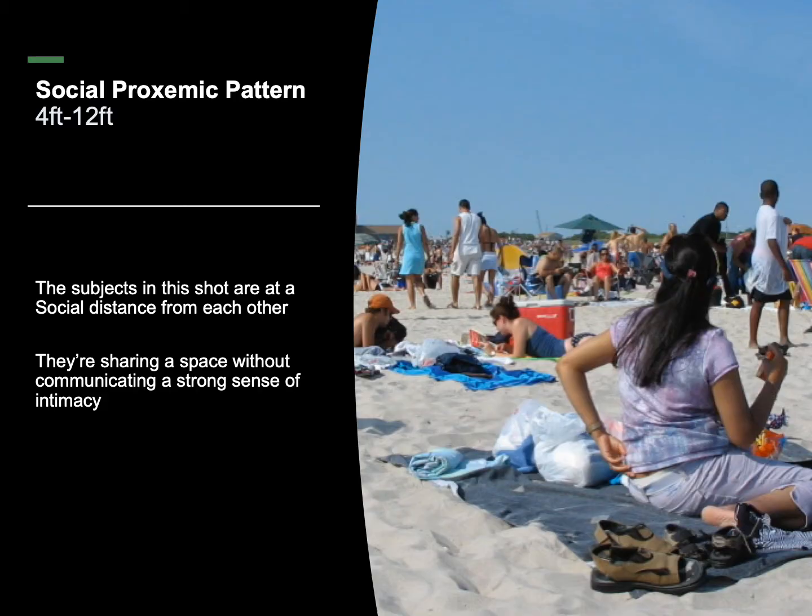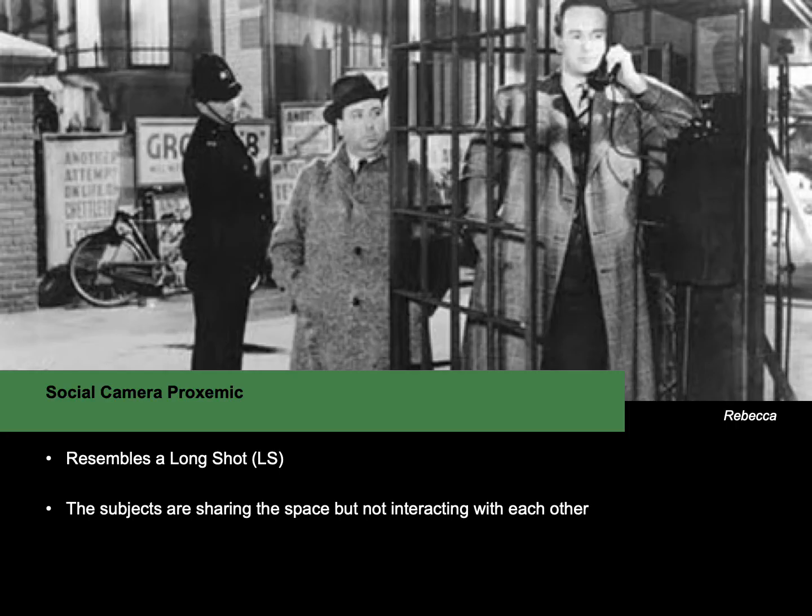Social proxemic pattern, 4 to 12 feet. The subjects in this shot are at a social distance from each other. They're sharing the space without communicating a strong sense of intimacy. Social camera proxemic resembles a long shot. The subjects are sharing the space but not interacting with each other.